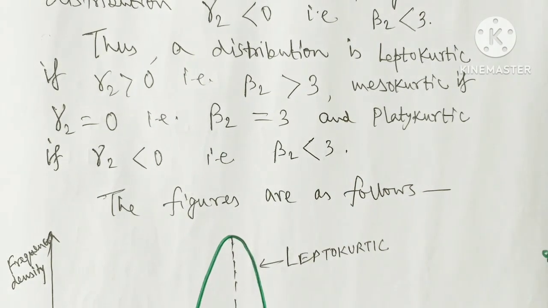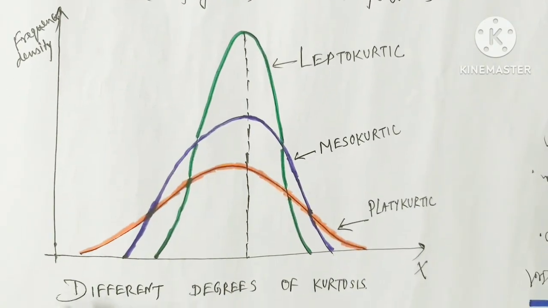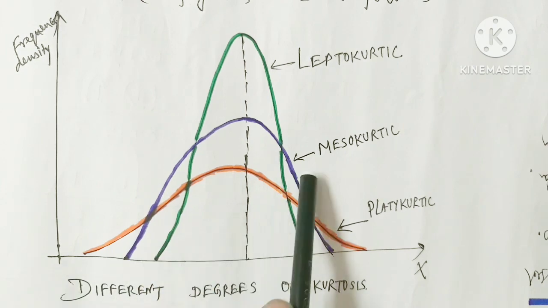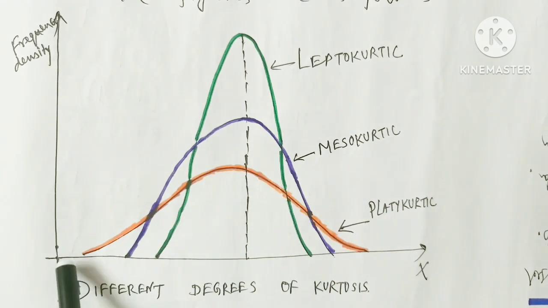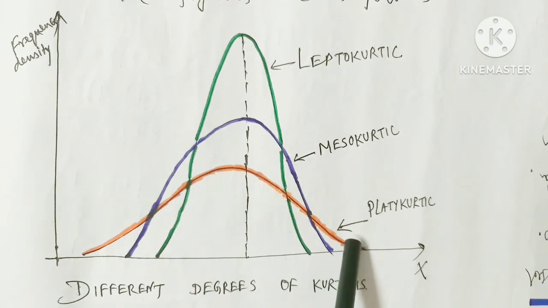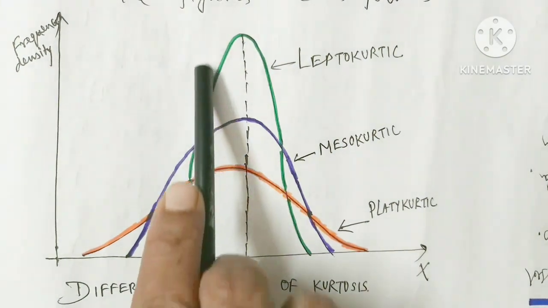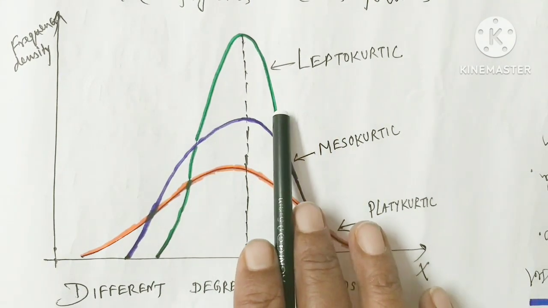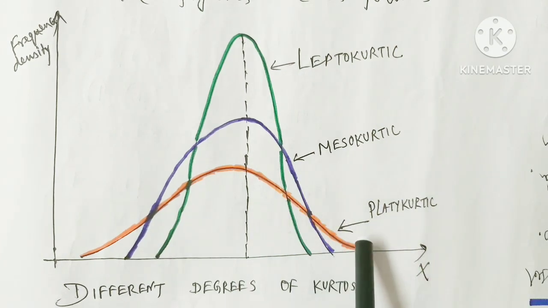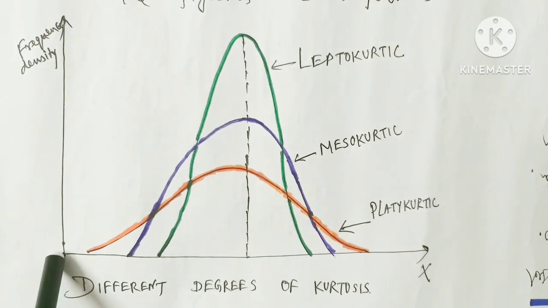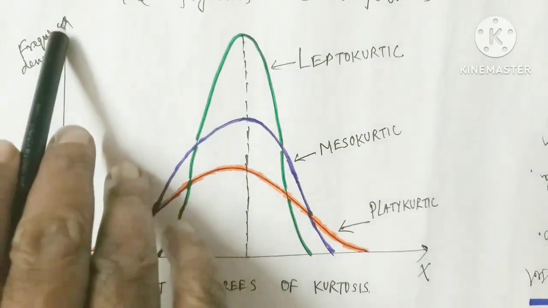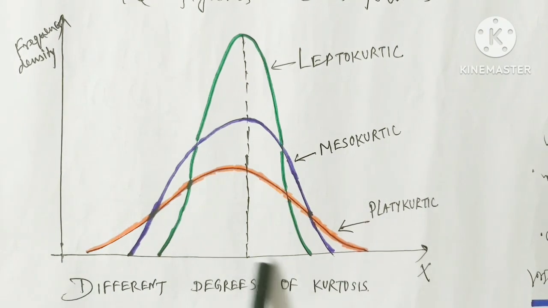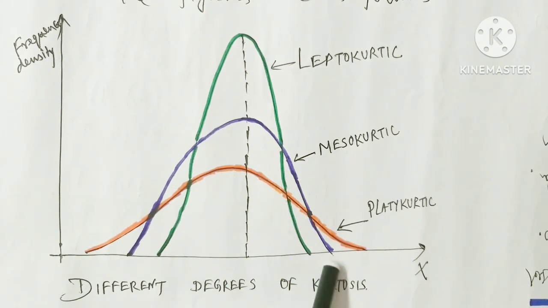The figures are as follows. This is the normal distribution, that is, beta 2 mesokurtic. This curve is mesokurtic, the flatter curve is platykurtic, and this steeper curve is leptokurtic. There are three curves here: leptokurtic, mesokurtic and platykurtic. On the vertical axis we measure frequency density, and on the horizontal axis we measure different values of x.